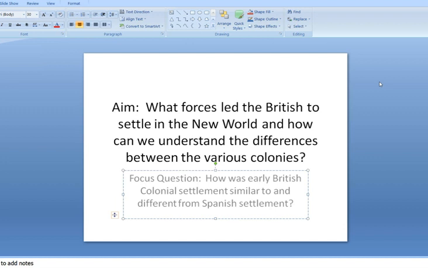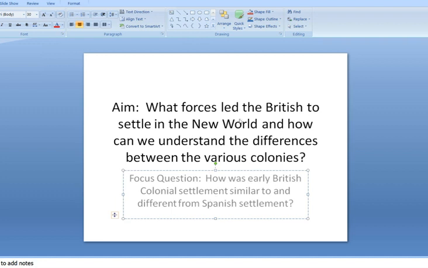This unit, we're going to take a look at the British colonies, and we're going to try to understand how that's going to happen. Okay, so we're going to take a look at what forces are leading the British to settling in the New World and how we can understand the differences between those different colonies. So first we're going to take a look at the colonies in chunks. We're going to take a look at the North, the South, and the Middle. We're going to start in the South because that's where settlement first happened, specifically in Virginia.